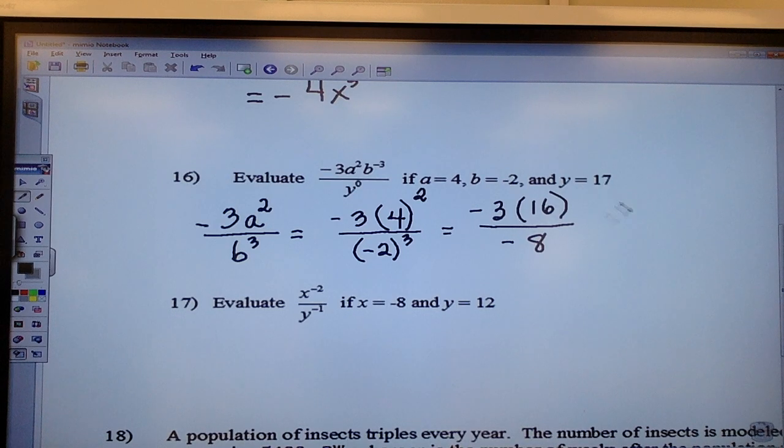So now we'll have negative 48 divided by negative 8. And what does that equal? Good. Gives us 6.